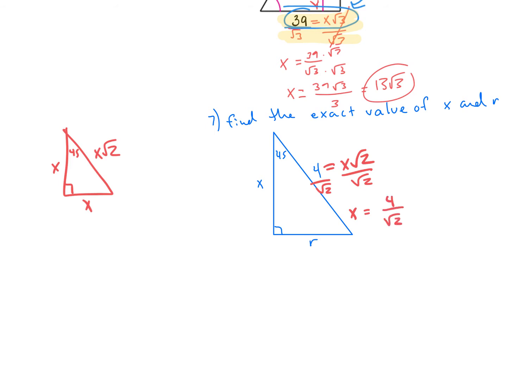Can I leave my answer like this? What do I have to do? Rationalize. So multiply the top and the bottom by square root 2. So x is equal to 4 square root 2 over 2. And can this be simplified anymore? 2 square root 2. So x is 2 square root 2. And what's r? 2 square root 2. The same thing, because our legs here are the same. So 2 square root 2.